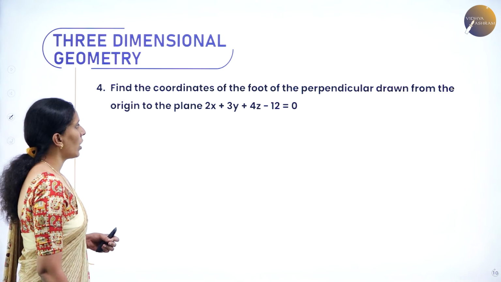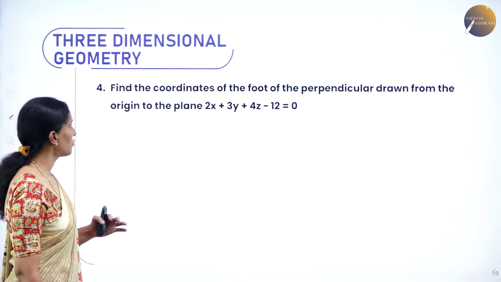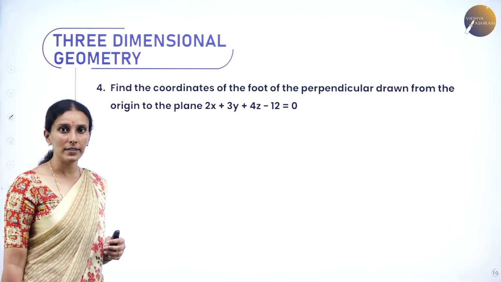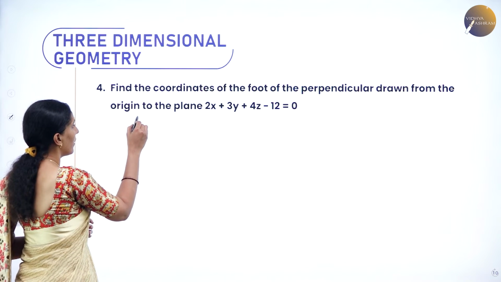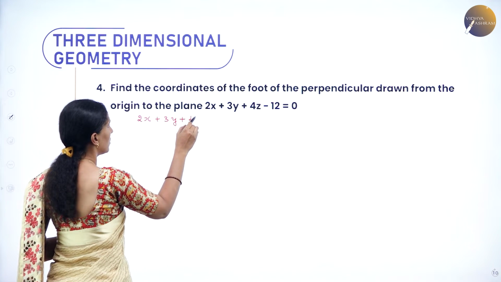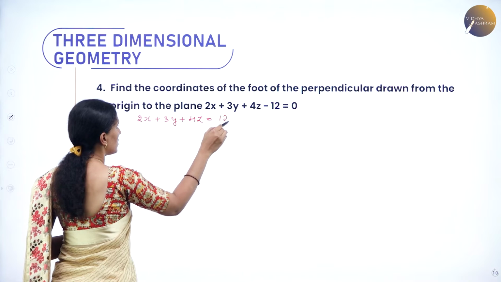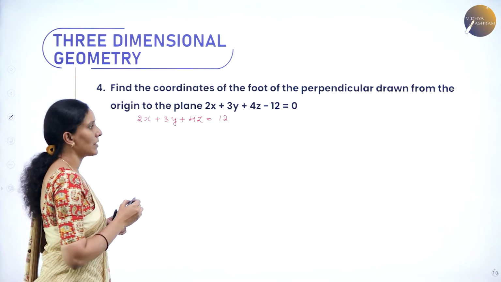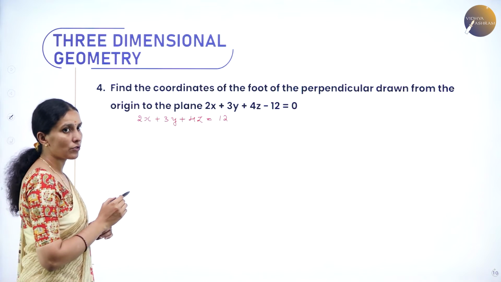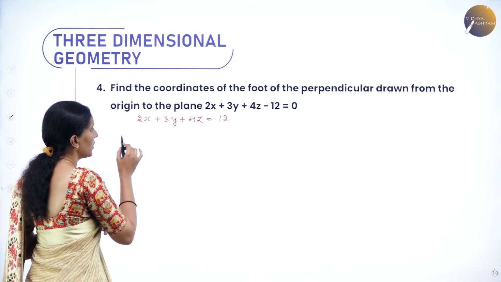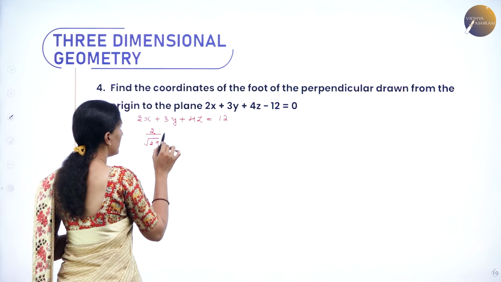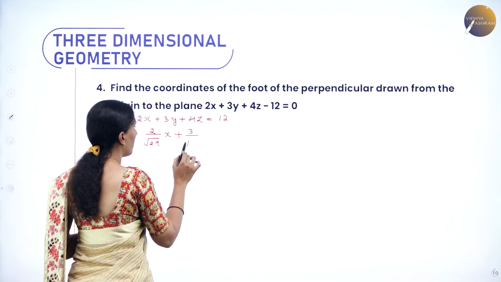Next, find the coordinates of the foot of the perpendicular drawn from the origin to the plane 2x plus 3y plus 4z minus 12 is equal to 0. Again, let us write this equation in the normal form. Let us divide it by the square root of 2 square plus 3 square plus 4 square. 2 square is 4, 3 square is 9, 4 square is 16. Again it is root 29. So divide the whole equation by root 29, and then we will get the unit vector form, that is, the normal form.